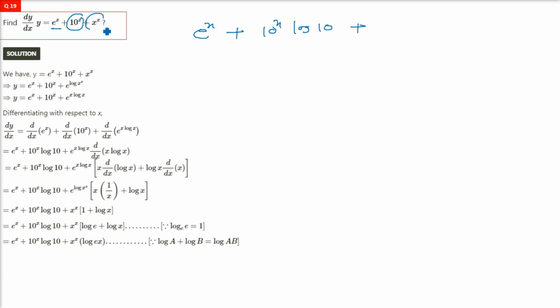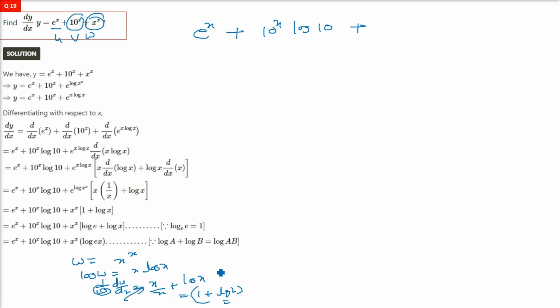x to the power x is the only remaining thing, and we know e to the power log of anything is always that thing. So you can always take this as w, where w is x to the power x. Log w will be equal to x log x. Then 1 by w, dw by dx is equal to the derivative of x log x, which is x times 1 by x plus log x, and d by dx of x is 1. So 1 plus log x it will be. Then w is already there, so you multiply it with w, and w is x to the power x. So the final result will be x to the power x times (1 plus log x). So this is one way of doing it.